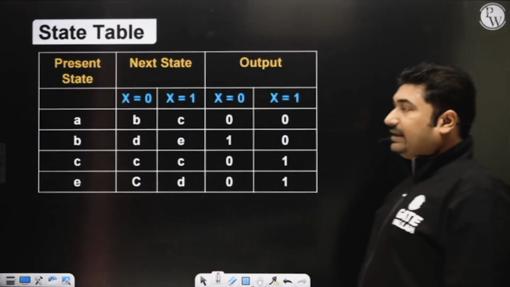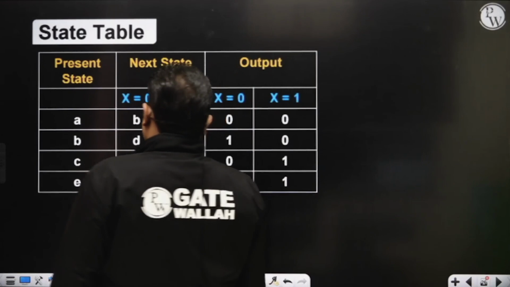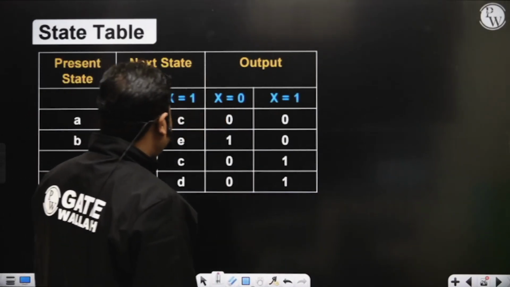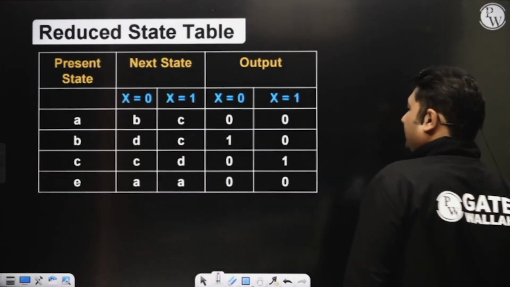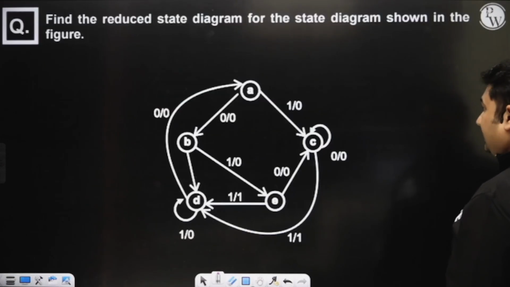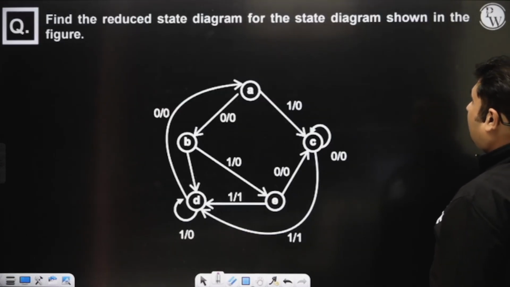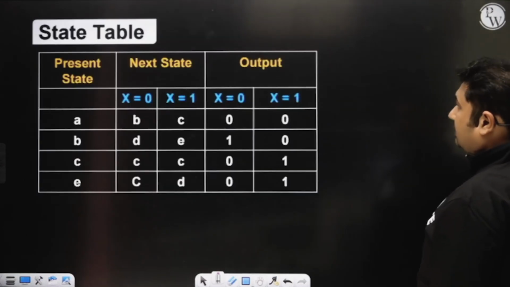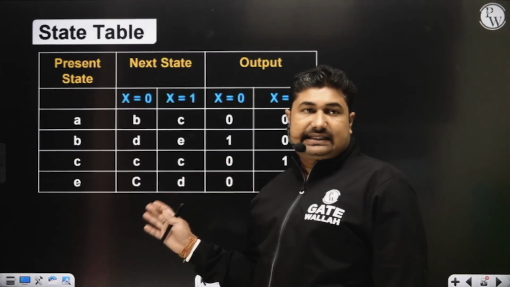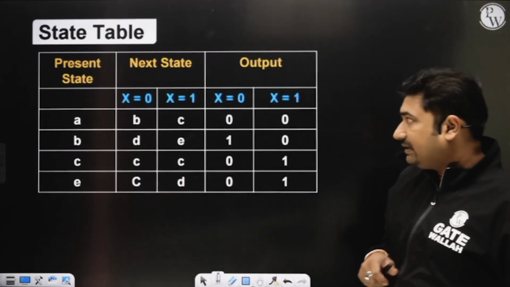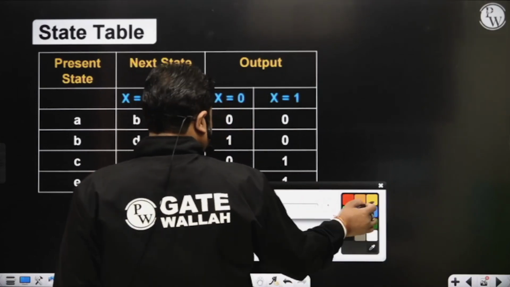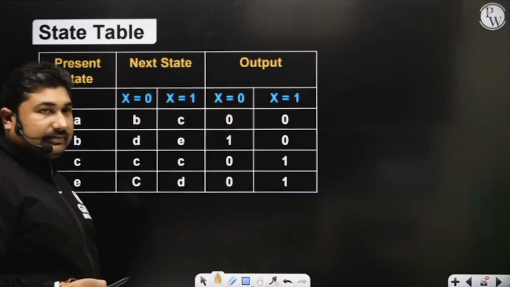Now please observe here. Suppose I am interested in doing the reduction of some states. Suppose we have a state table.